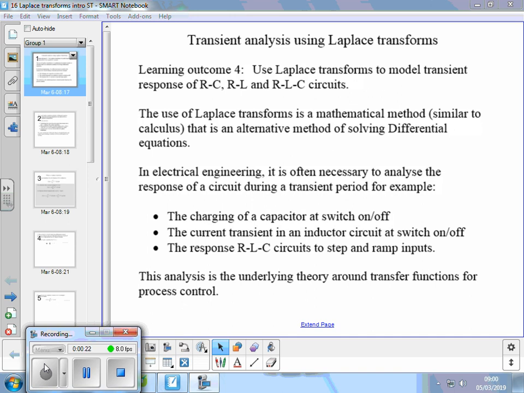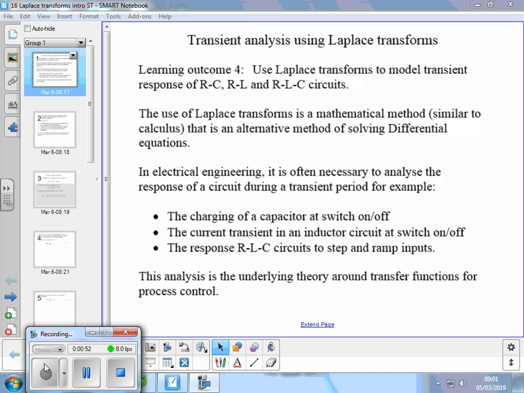So, Laplace transforms are a mathematical method similar to calculus. There's an alternative method to solving differential equations. Instead of solving differential equations using calculus, Laplace transforms allow you to solve them through algebra and transfer back. A bit clearer later.